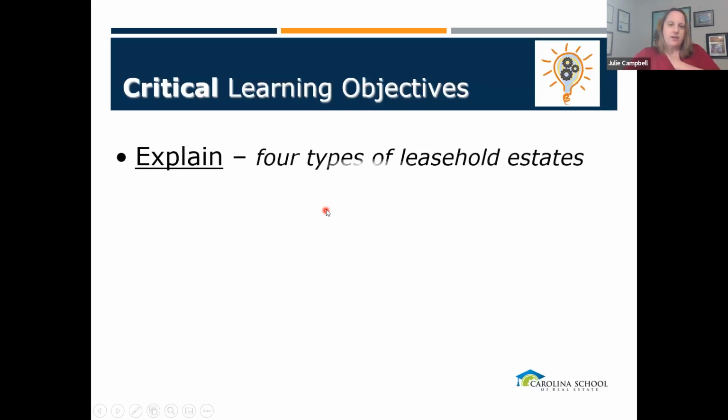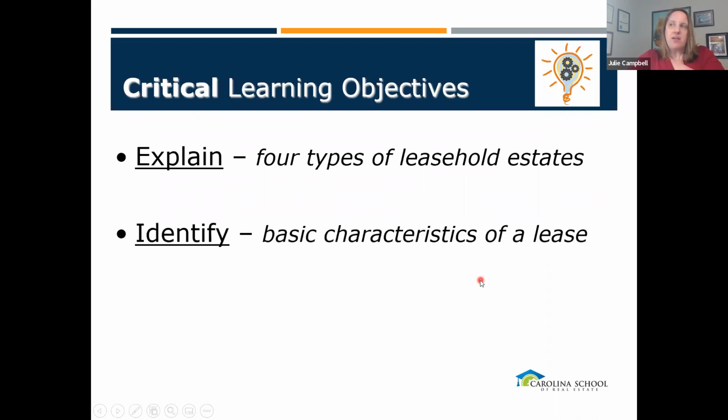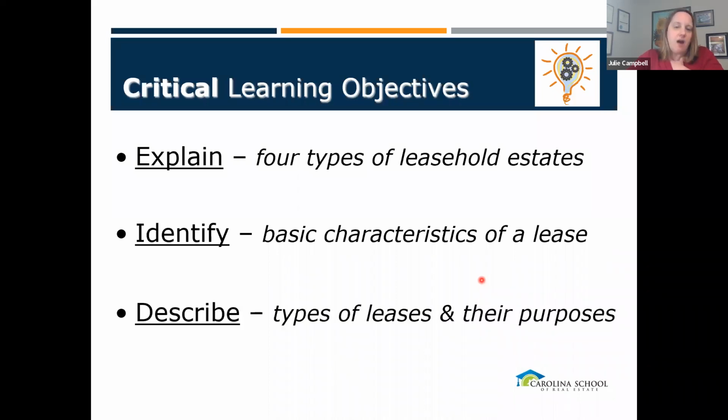And in this unit, we're going to talk about leasehold estates. We're going to talk about the basic characteristics of a lease. And we're going to describe leases and their purposes. What do leases do?